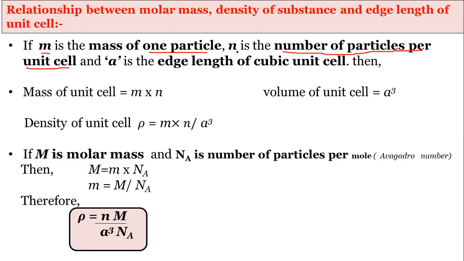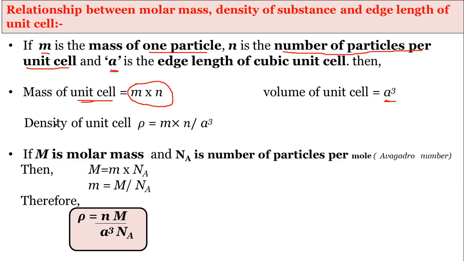So small n is the number of particles in unit cell. Small m is the mass of one particle. Small a is the edge length of the unit cell. In case of cubic unit cells, A is equal to B and also B is equal to C. All the edge lengths are same. So the mass can be given, mass of the unit cell. Now mass of the unit cell is equal to m into n, that is mass of one particle multiplied by number of particles in the unit cell. So volume of the unit cell will be a cube, that is the edge length cube. Volume, it is given a cube.